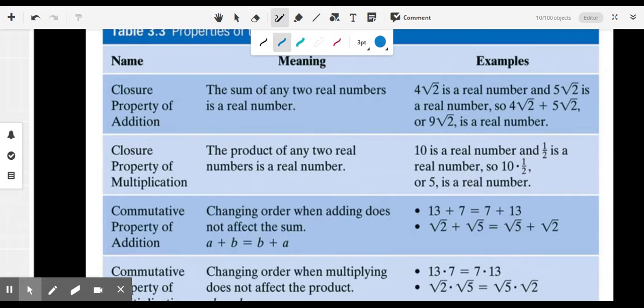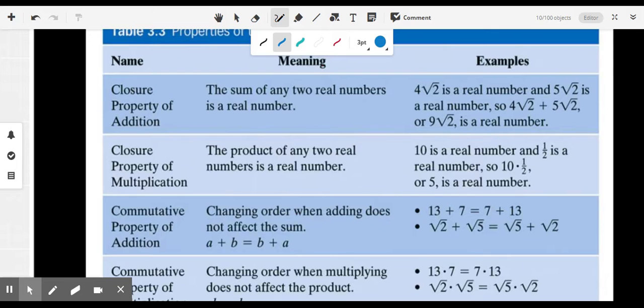All right, the closure property of addition. All that means is if you add two real numbers, your answer has to be a real number. So if you add two numbers that are real, you don't all of a sudden get an imaginary number. Same thing with multiplication. If you multiply two numbers that are real, the answer is going to be real. You can't get an imaginary number out of multiplying together two real numbers.